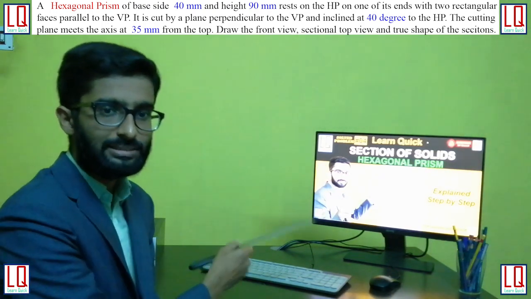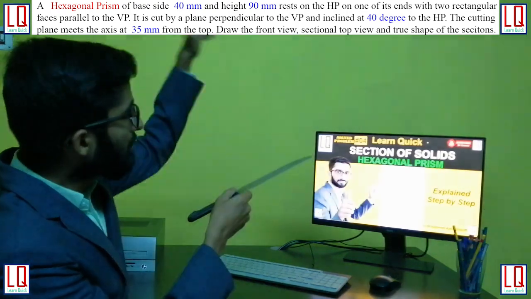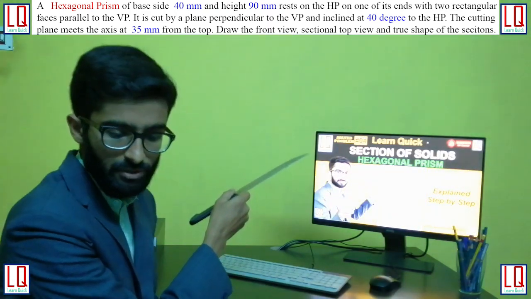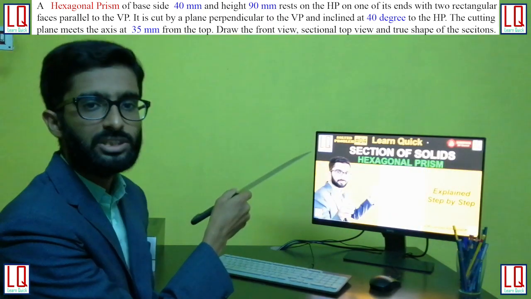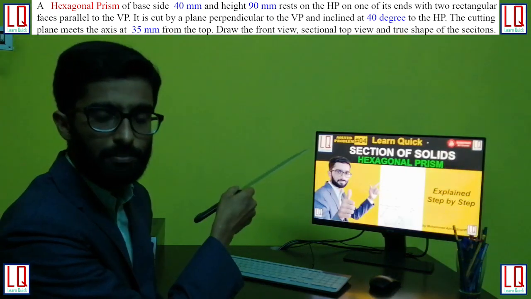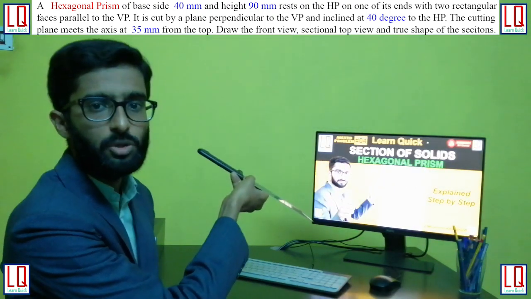I have to place this cutting plane at a distance of 35 mm from top. So from top I have to take 35 mm and keep an angle of 40 degree. In this question I am going to cut my hexagonal prism. Whether you incline the cutting plane 40 degree in this direction or in this direction is your wish.